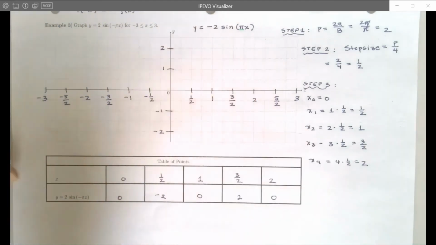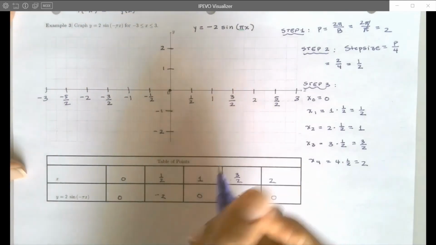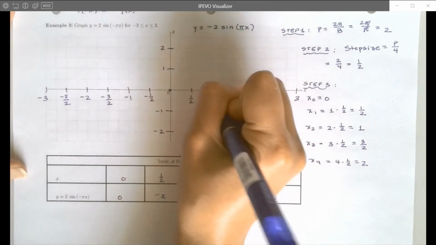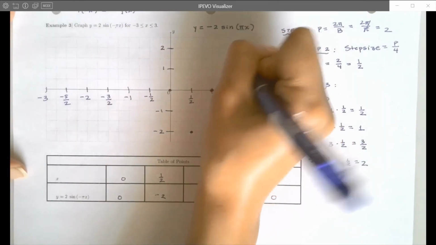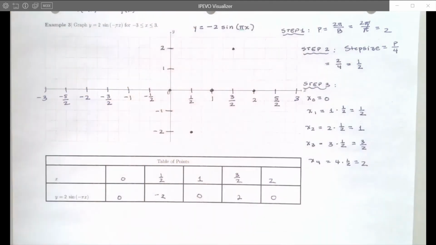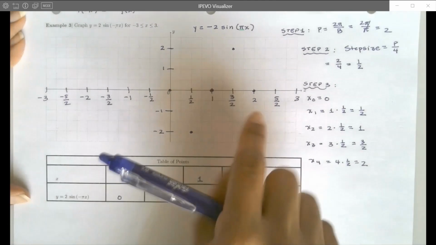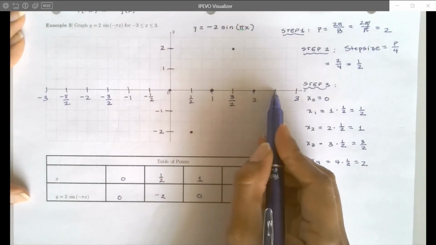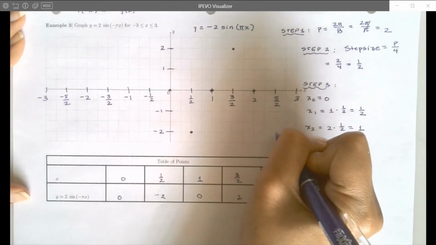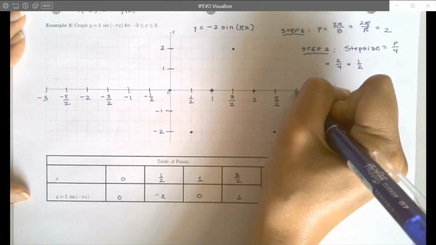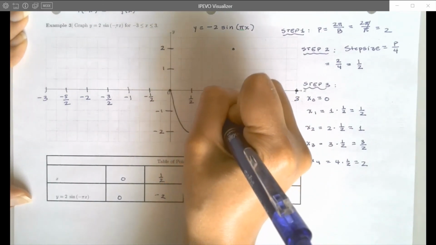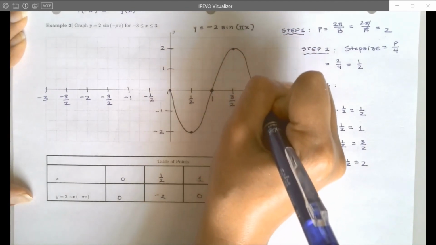Let's plot the points. We got 0, 0, 1/2, comma, -2, so that's down here. 1, comma, 0, 3/2, comma, 2, 2, comma, 0. And if we continue the pattern here, at the next quarter, this has already completed one cycle, so we're going to start repeating. We're going to go down to -2 and then back up to 0 to get this shape of the graph on the positive x-axis.